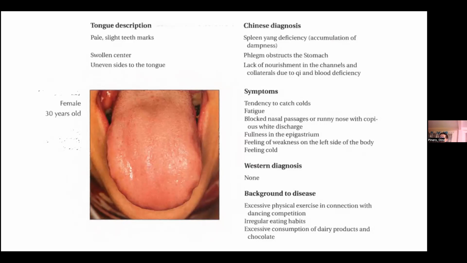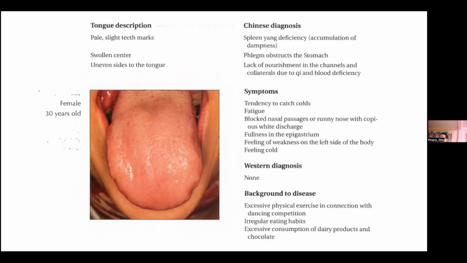Ang symptom ng patients is tendency to catch cold. There's a fatigue, black nasal passages or runny nose with copious white discharge. There's also fullness in the epigastrium, feeling of weakness on the left side of the body, feeling cold. There's none sa Western diagnosis.